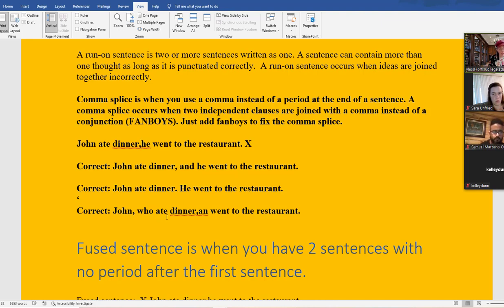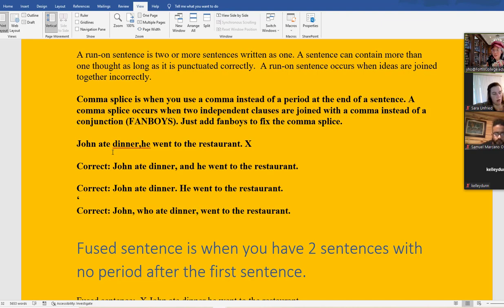And "John, who ate dinner, went to the restaurant." So those three are the correct ways. This, however, is a comma splice. So Sarah, what is a comma splice?